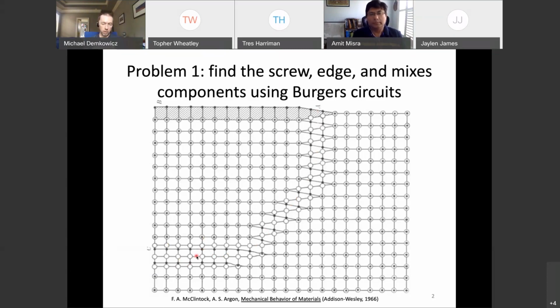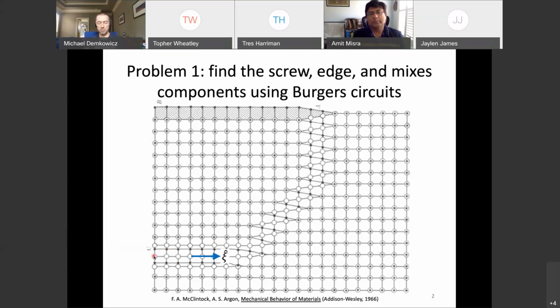So if we want to be more quantitative about it, we can draw Burgers circuits. And as I explained last time, if you're going to draw a Burgers circuit, the first thing you have to do is define a line direction. So I'm going to analyze this segment over here first. I define my line direction going to the right, but I could have also defined it going to the left. I can do it either way I want. I just have to be consistent about it.